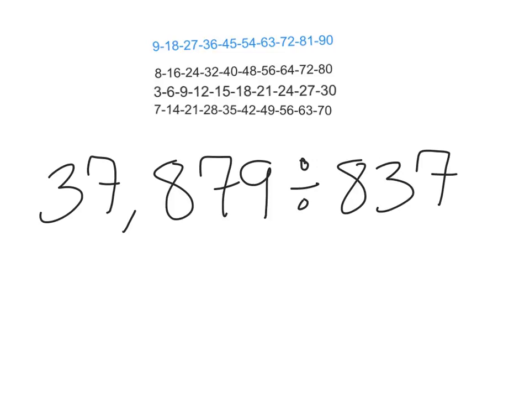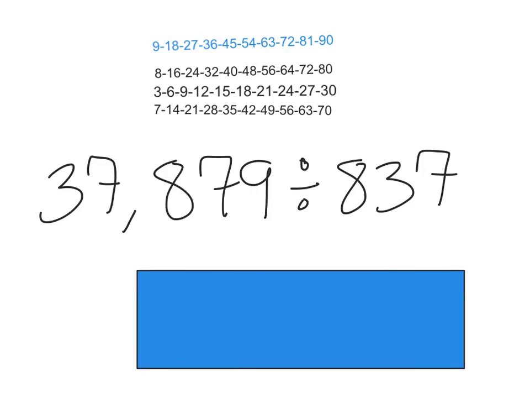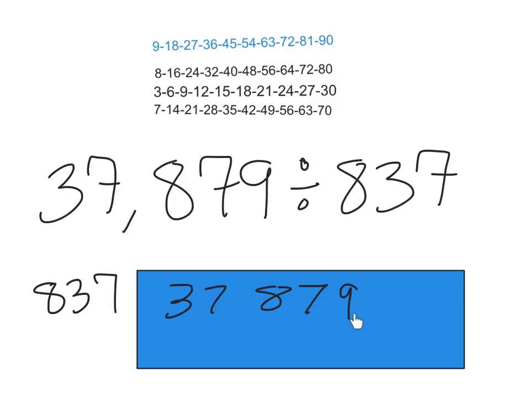So the very first thing I want to do is go ahead and create my area box right here. And then I'm going to plug in the 37,879 right inside the box and the 837 on the outside of the area box. Now I am trying to figure out how many times 837 will go into 37,879.